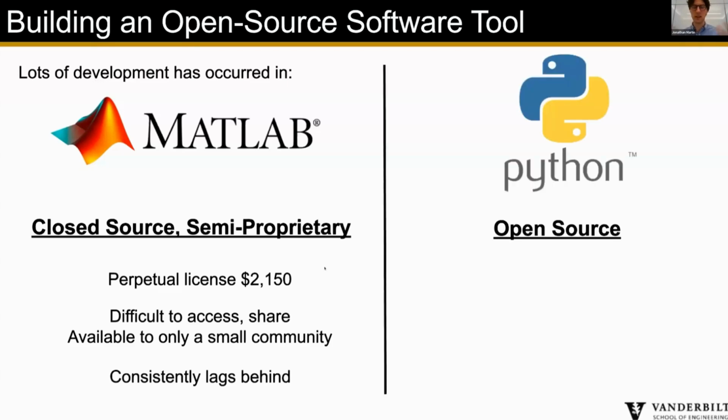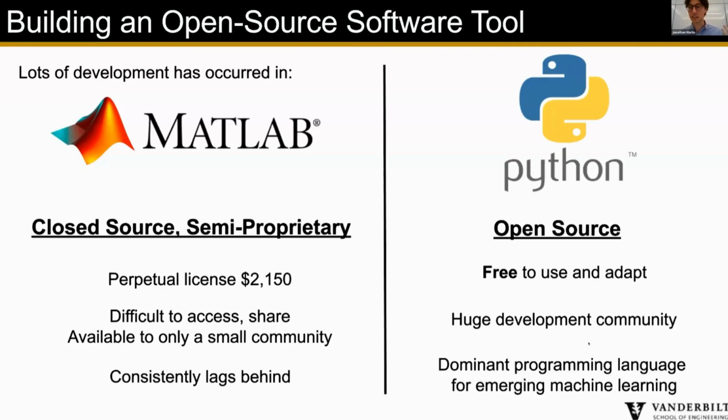Contrast that with Python, classic open source language and a real powerhouse of a programming language. It's free to use and adapt, unlike MATLAB. And I think because of that, it has a huge development community. And in research areas like machine learning, it tends to be a dominant programming language. And I think a large part of that is because people can use it openly and freely.